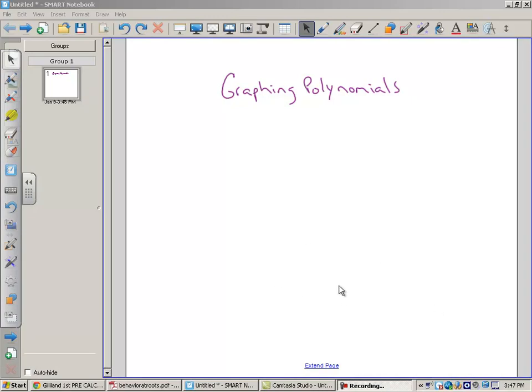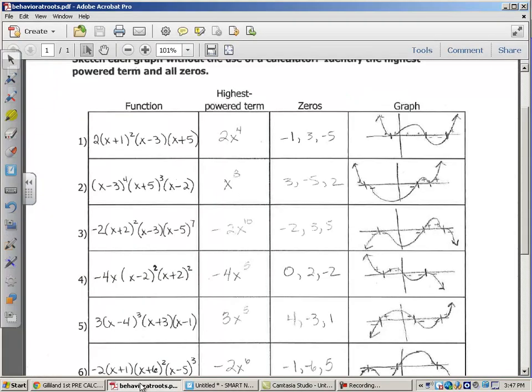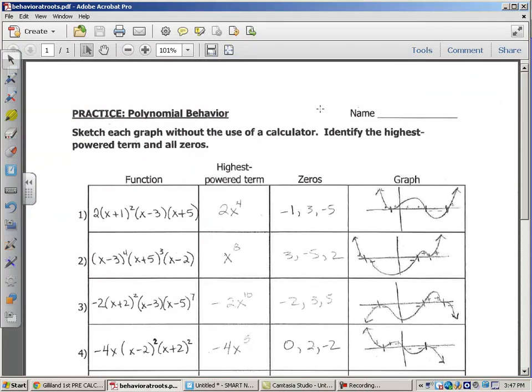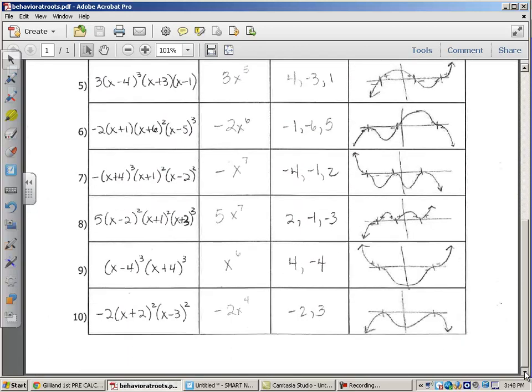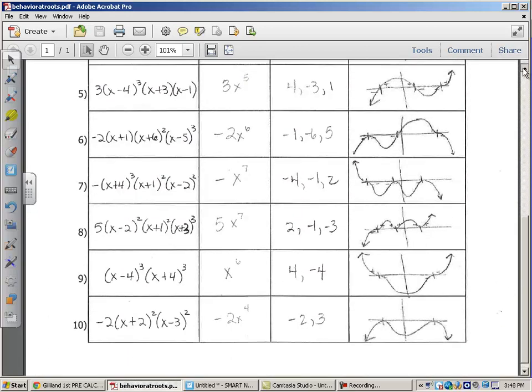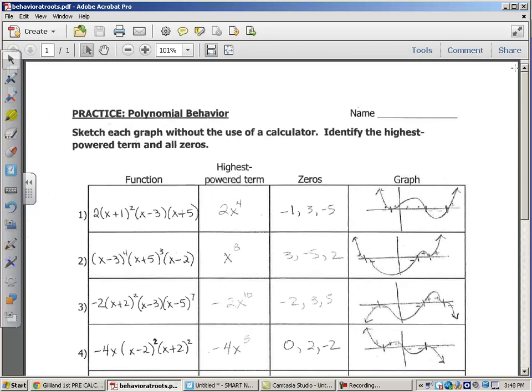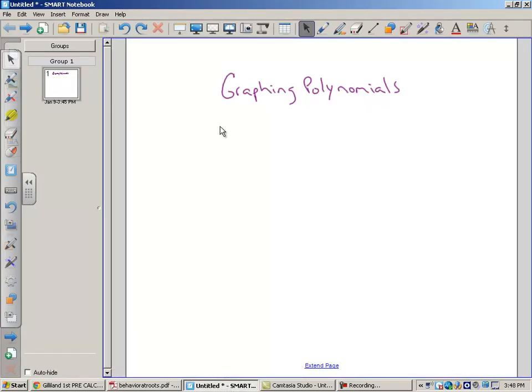Tonight we are going to talk about graphing polynomials and how to find what a polynomial looks like without using a graphing calculator. I have put a file called Behavior at Roots underneath your assignments on Edline, so you want to go grab that because it has, I think, 10 examples of what we're going to talk about today. There are really two important things I want you to get today: end behavior and behavior at roots. So let's go write that down.